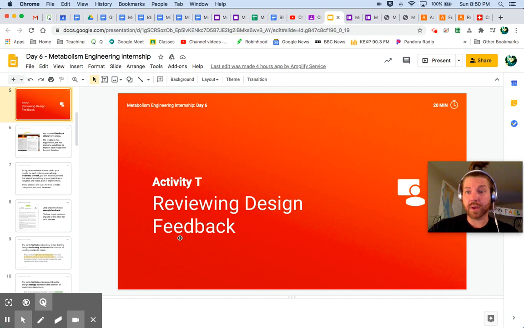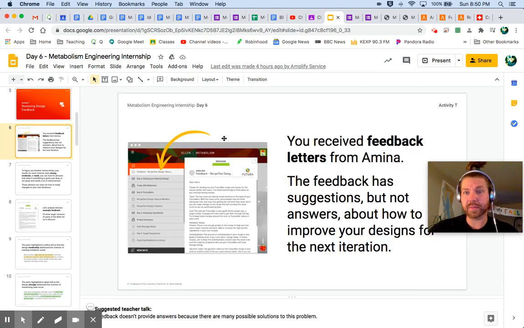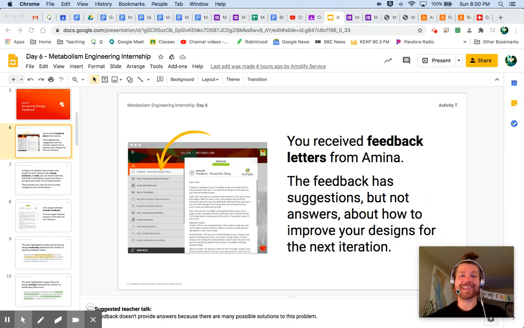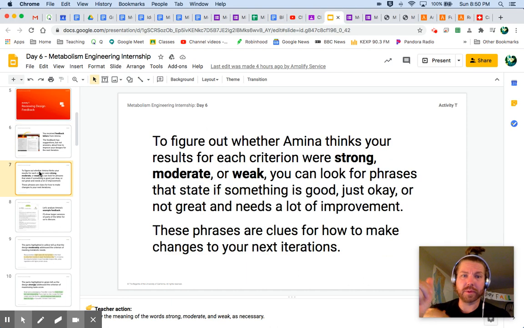All right, so let's do this. You should, like I said, have received feedback from Amina, and these are suggestions for how to improve your next design. To figure out whether Amina thinks your results for each criterion were strong, moderate, or weak, you can look for phrases that state if something is good, just okay, or not great and needs a lot of improvement. These phrases are clues for how to make changes to your next iterations.